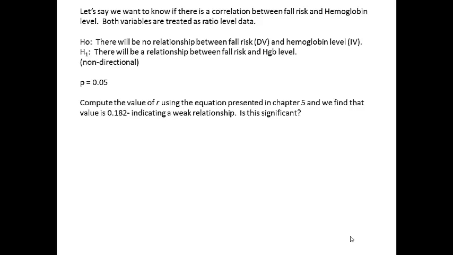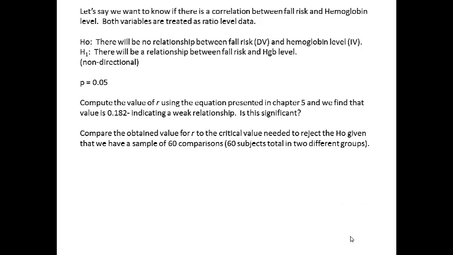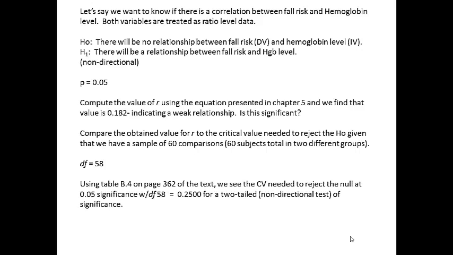This is a weak relationship, but is it significant? We can compare our obtained value for this correlation to the critical value needed to reject the null if we have a sample of 60 comparisons. So our degrees of freedom is 58 since we're looking at 60 subjects from 2 different groups. Using the table on page 362 of your book, we see that the critical value needed to reject the null at 0.05 significance with 58 degrees of freedom is 0.25 for a two-tailed test, again a non-directional test, of significance.